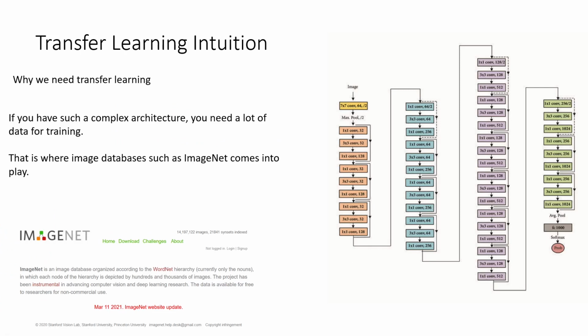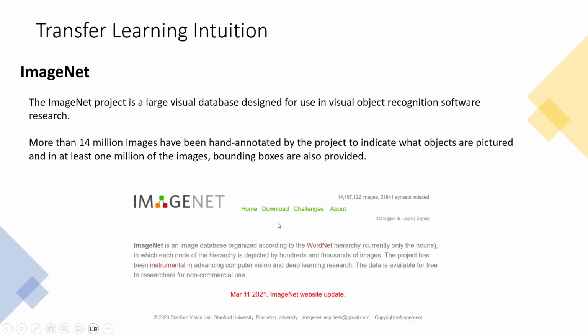If you have such a complex architecture, you need a lot of data for training. That's one thing. The deeper your network goes, the more images you need for training. And that's where image databases such as ImageNet come into play. If you go to this site, you can basically get the images for yourself if you're interested. The day I visited that site, the database contained 14 million images.